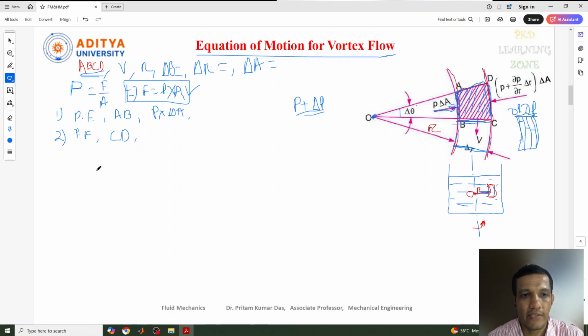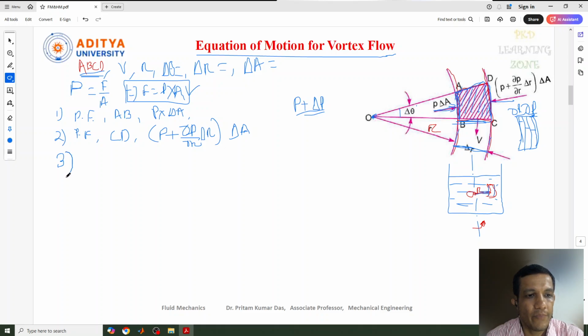So the pressure force on the surface CD we can write as P plus del P by del R into delta R, whole bracket, into delta A, because delta A is the cross sectional area. This is the pressure, and this is the area. These are the two forces, correct?